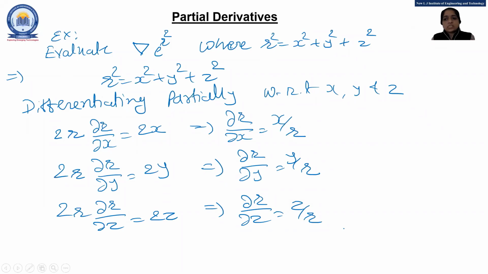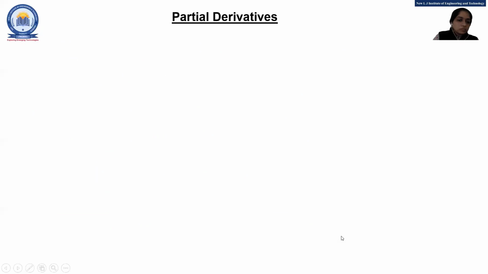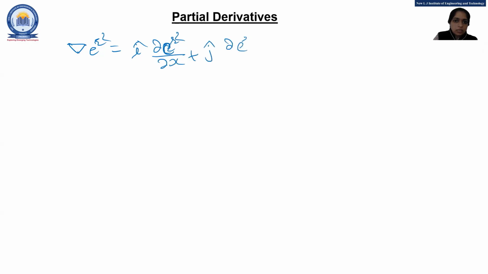Students, now we are doing the topic of gradient, so it is different from the implicit function. Please don't combine both topics. Now we want to find the gradient of e raised to r square, that is, i del e raised to r square upon del x, j del e raised to r square upon del y, and k del e raised to r square upon del z. The i, j, k remain the same.